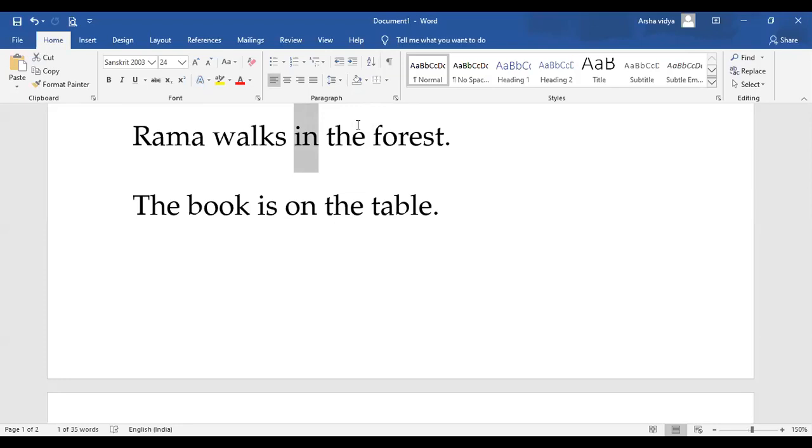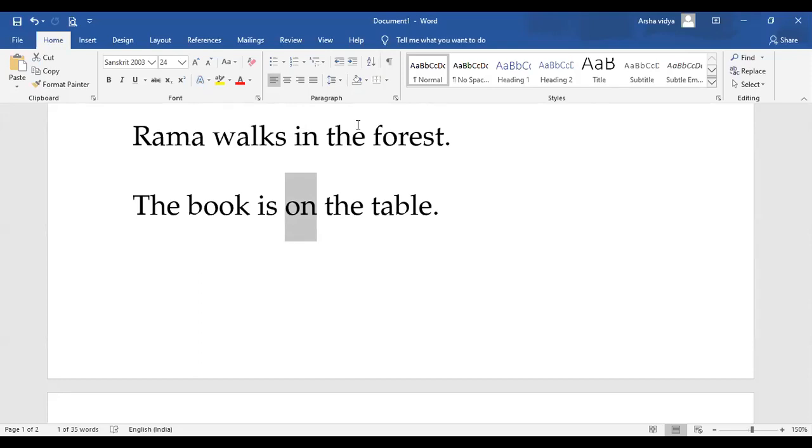So now in Saṃskṛtam, unlike English, we don't have prepositions separately. Here you can see prepositions separately. "In" is a preposition, a word by itself. "On" is a preposition, a word by itself. In "A fruit falls from the tree", "from" is a preposition and a word. But in Saṃskṛtam, we don't have prepositions separately.